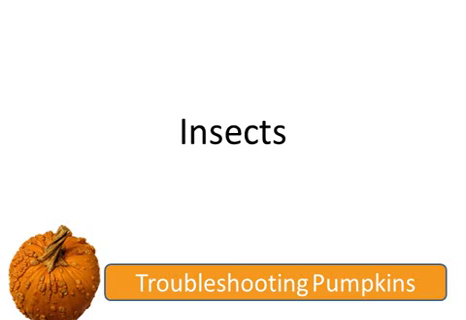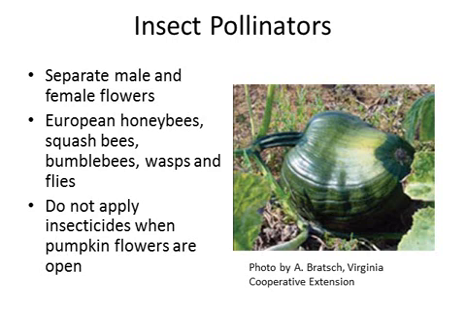Insects are both necessary and can become pests for pumpkins. Pumpkins require insect pollinators since they have separate male and female flowers. Poor pollination is evident in this photo of developing pumpkin fruit. The most common insect pollinators are European honeybees, wild bees, wasps, and flies.